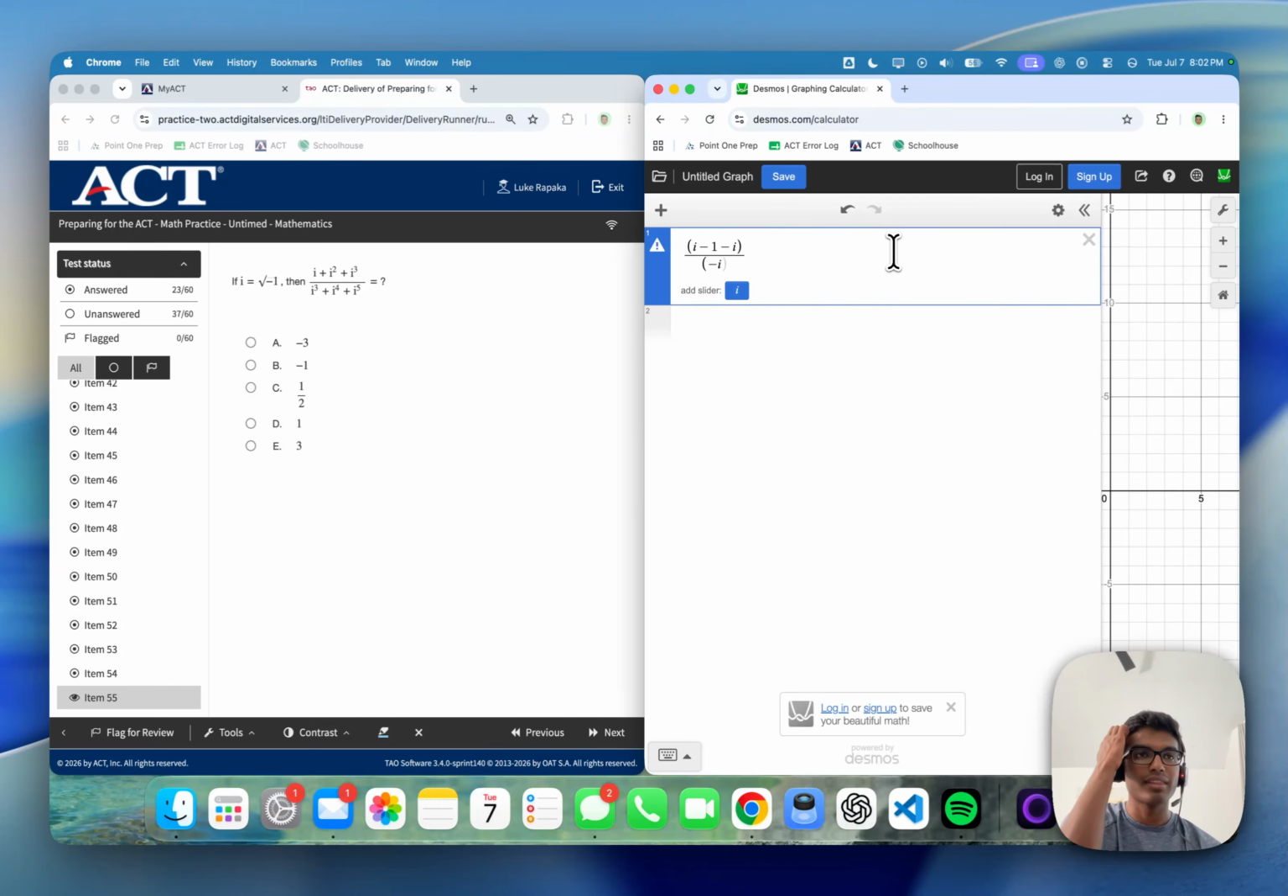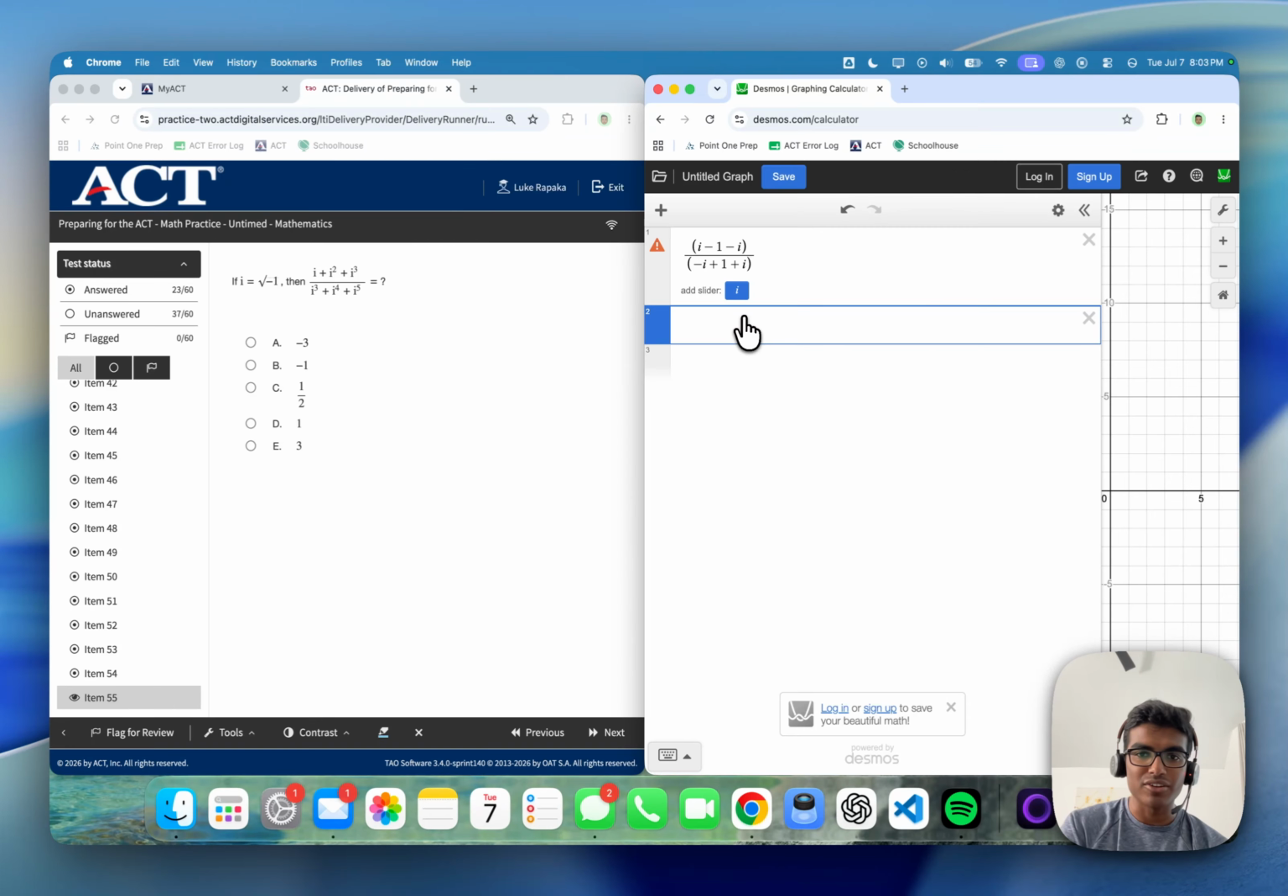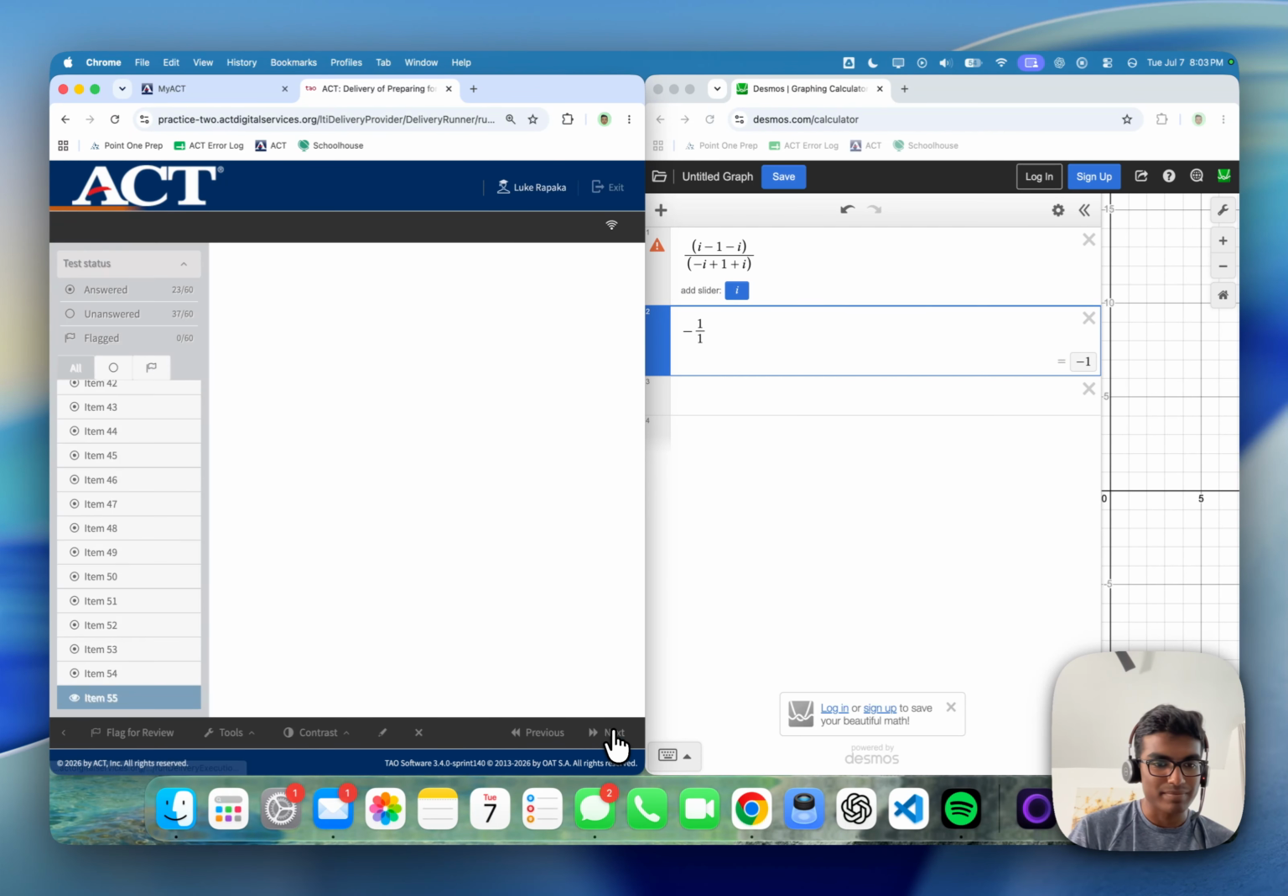i to the fourth, that's the same thing as i squared squared, so that's +1. And then i to the fifth is just i. So okay, that works. I minus i in the numerator cancel, so we're left with -1. Negative i plus i is the same thing as 0, and then we're left with -1, so that's our answer.